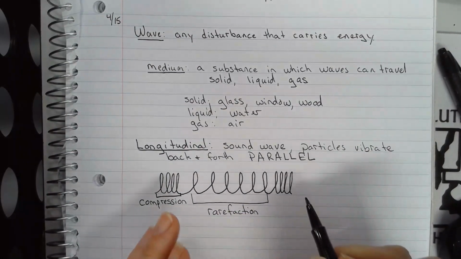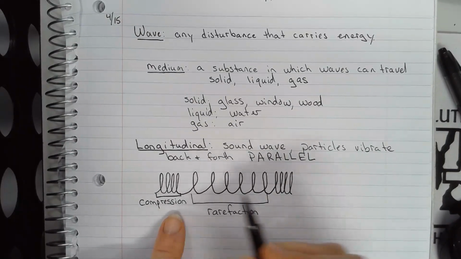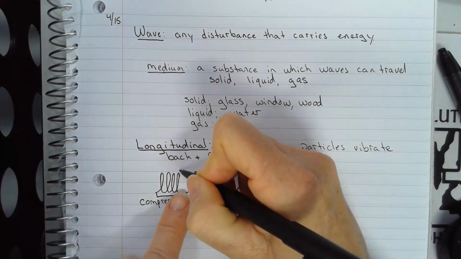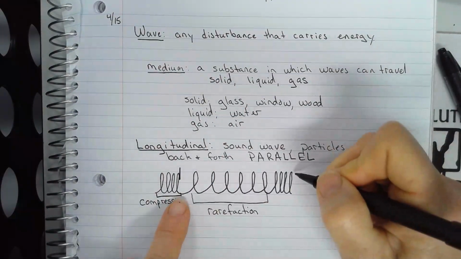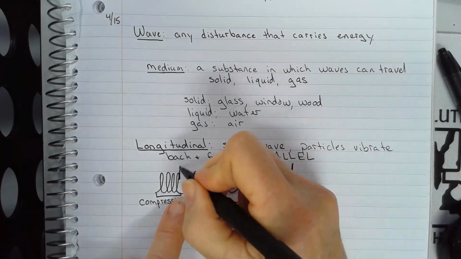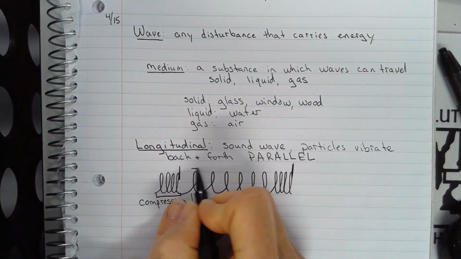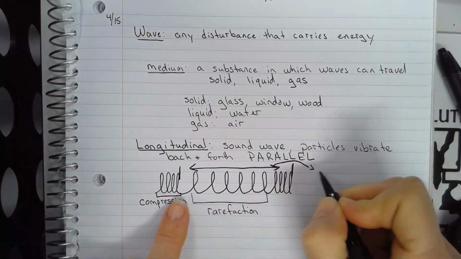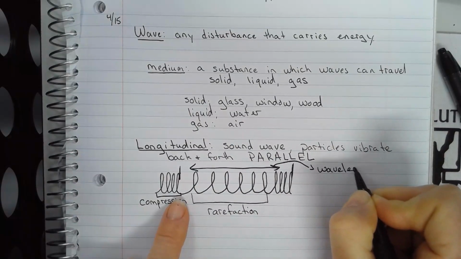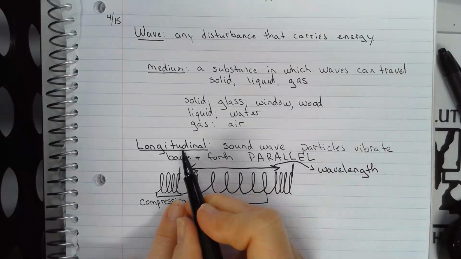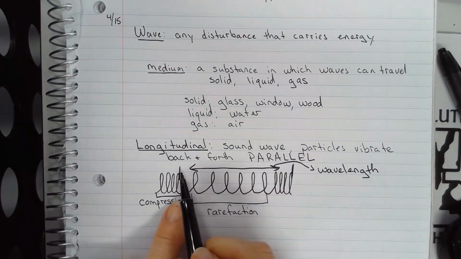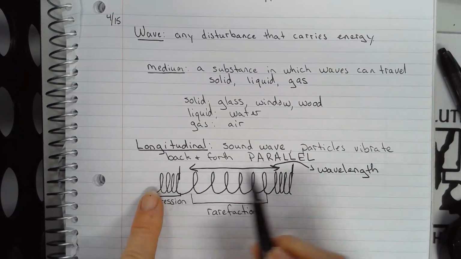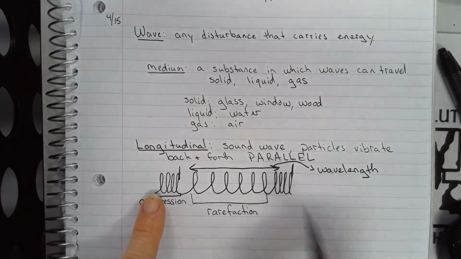To measure a single wavelength, you're going to go from a same point to a same point on that wavelength. So for this one, let's go from the end of this compression to the end of this compression, and this here is a wavelength. So in a longitudinal wave, a wavelength is measured from the end of one compression to the end of one compression, or beginning of a compression to a beginning, from two same points.